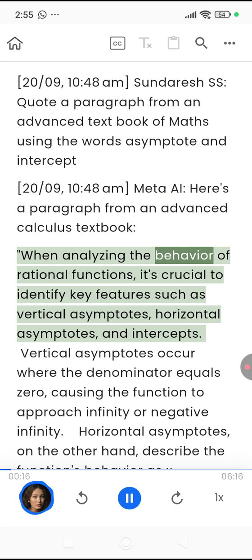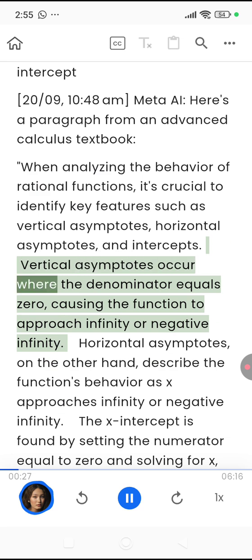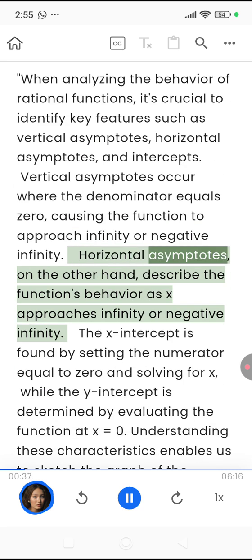When analyzing the behavior of rational functions, it's crucial to identify key features such as vertical asymptotes, horizontal asymptotes, and intercepts. Vertical asymptotes occur where the denominator equals 0, causing the function to approach infinity or negative infinity. Horizontal asymptotes, on the other hand, describe the function's behavior as x approaches infinity or negative infinity.